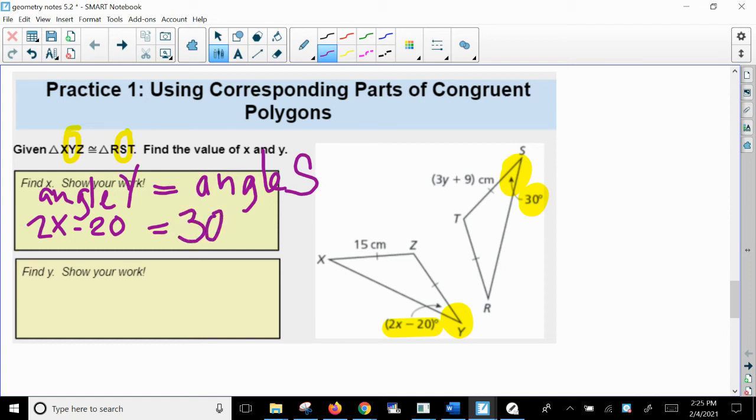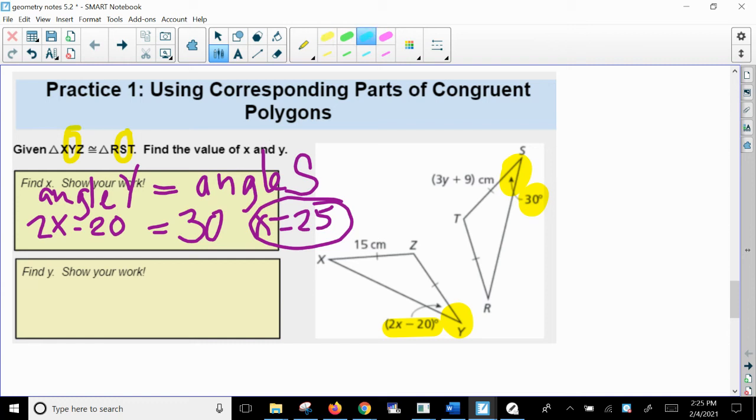I'm going to solve that for x. And I'm going to do it in my head. If I add 20 to 30, I get 50. 50 divided by 2 is 25. Now I'm going to solve for y.